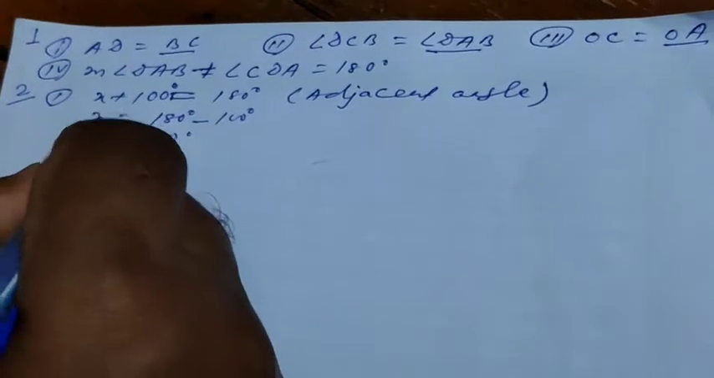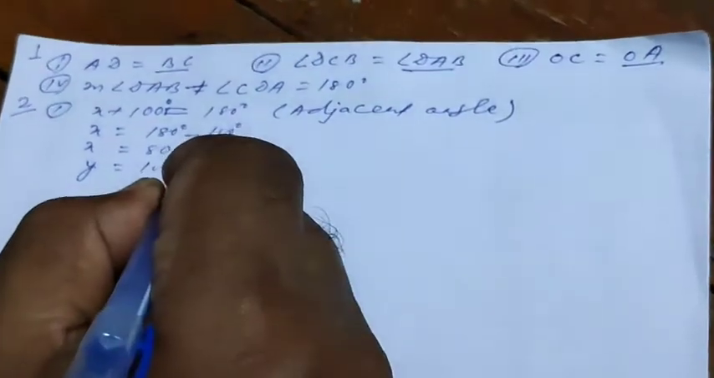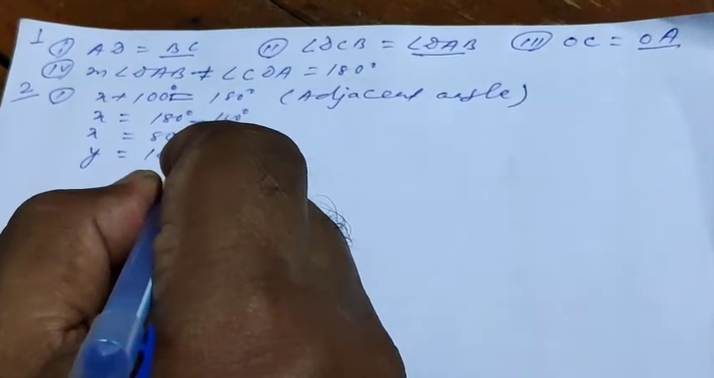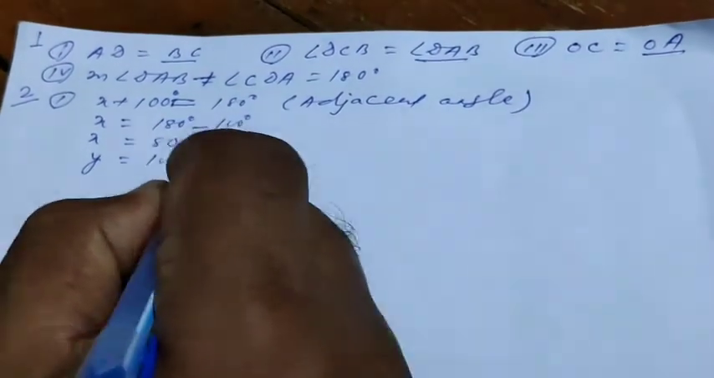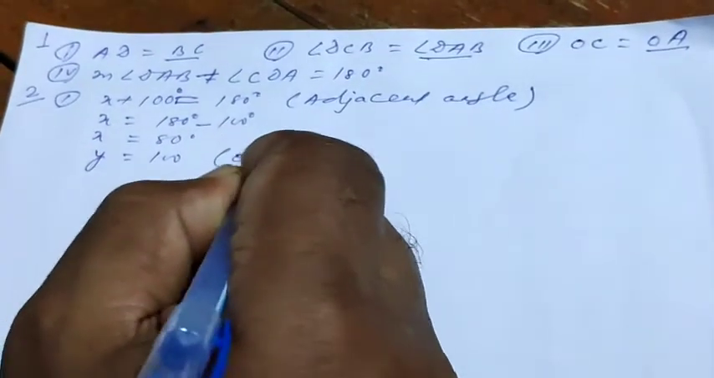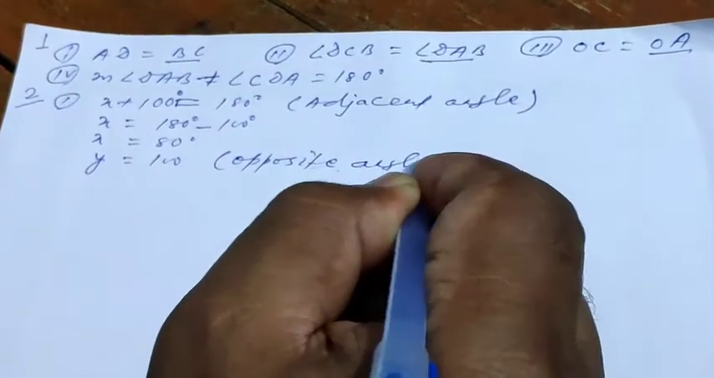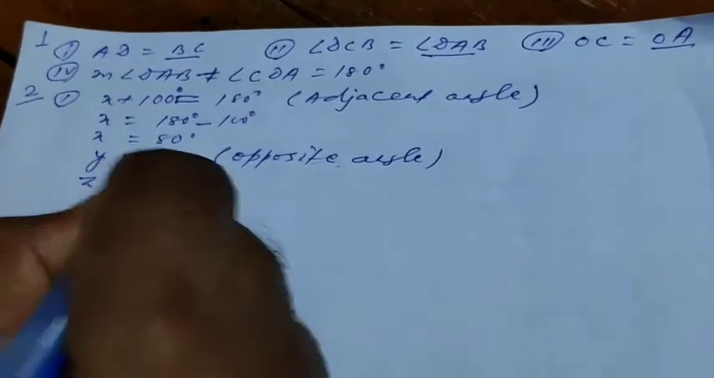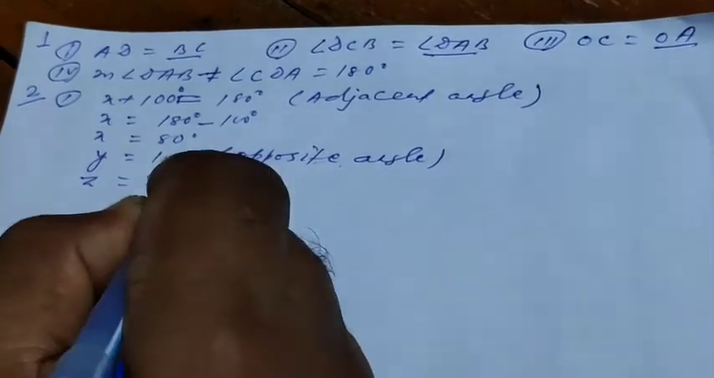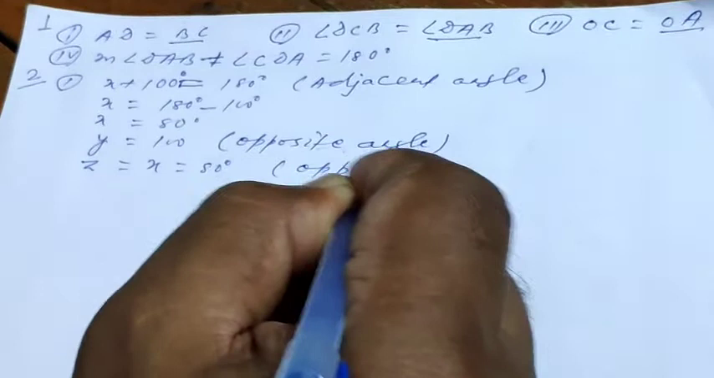Value of y is equal to 100 degree, since y is the opposite angle of 100 degree. And z is opposite to x, and value of x is 80 degree. This is also an opposite angle.